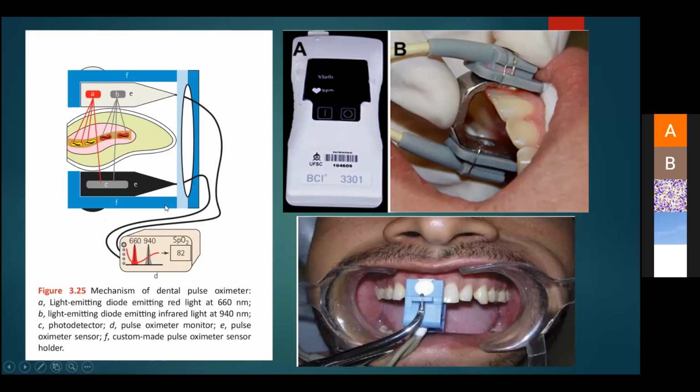In necrosis cases, you don't get any response in the pulse oximeter. And the second is the laser Doppler flowmetry, which runs on the Doppler frequency principle. That is a very big concept to discuss, and both of these are under development.